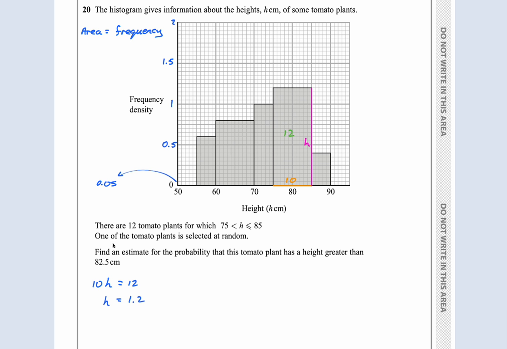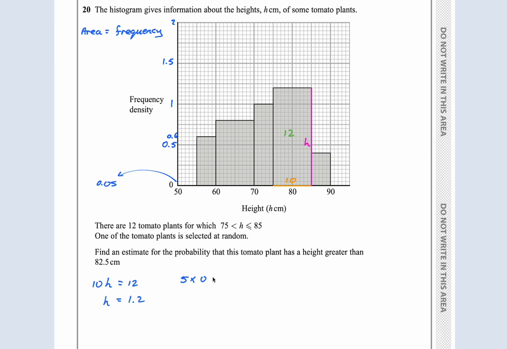Okay, then it says, one of the tomato plants is selected at random, fine. Find an estimate for the probability that its plant height is greater than 82.5. Right, so let's get the total first. The total is going to be, let's do this one. So 55 to 60 is 5, so that's 5 times 0.6, because this height would be 0.6.